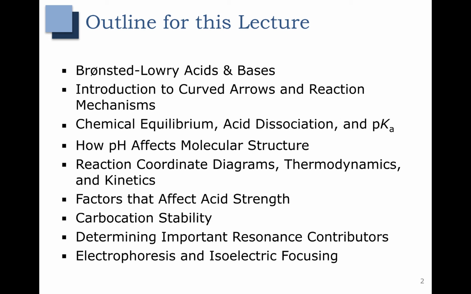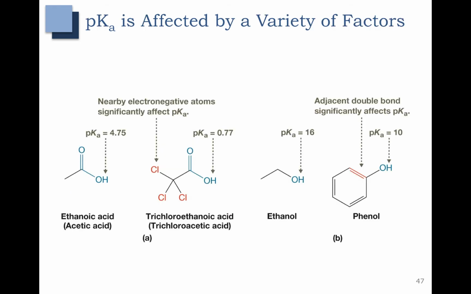In this lecture, we're going to talk about some of the factors that affect acid strength. pKa is affected by a variety of factors. As you can see in this example here, we have acetic acid, which is a carbon with 3 hydrogens attached, and it has a significantly different pKa from trichloroacetic acid, which has 3 chlorines attached. Also, we can see a significant difference in pKa when we compare ethanol to phenol.